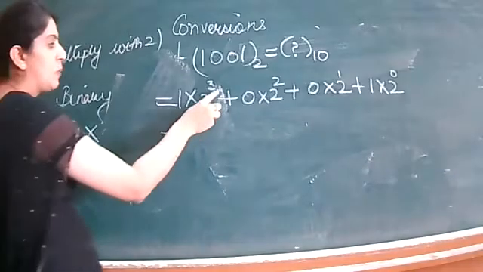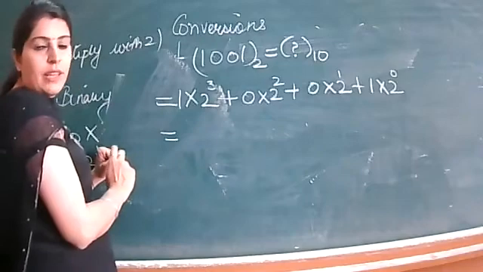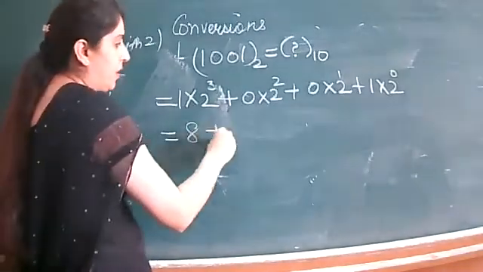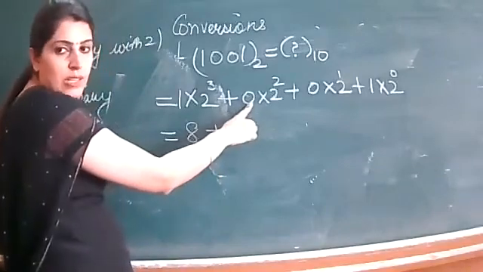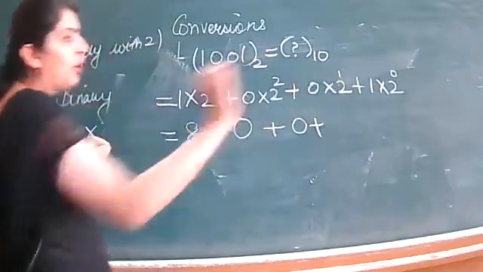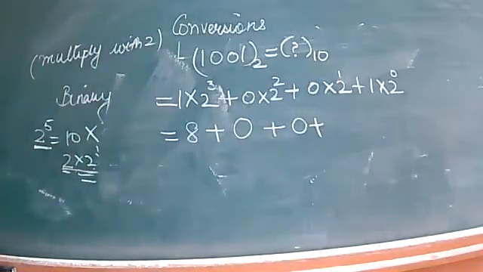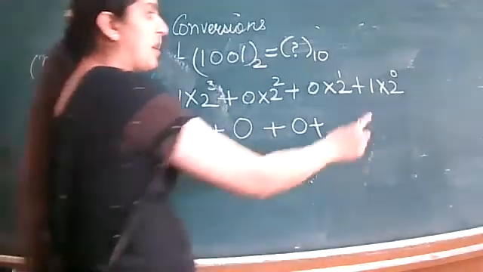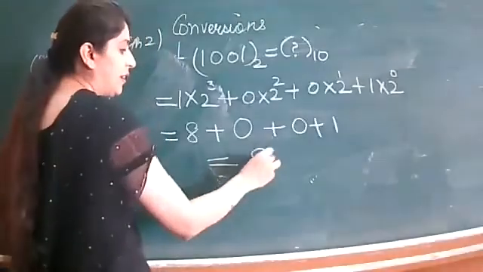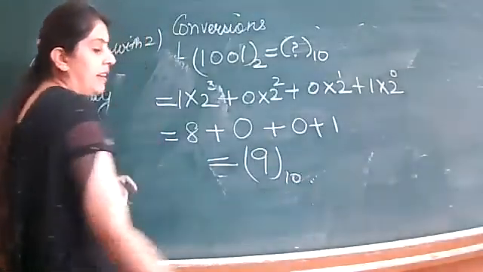So 2 raised to power 3 is 8. So 8 into 1 is 8, right? Multiply with 0 and the answer will be 0. Next is also 0. Now the last part: 2 raised to power 0 is 1. 1 into 1 is 1. So this is equivalent to 9 in decimal.